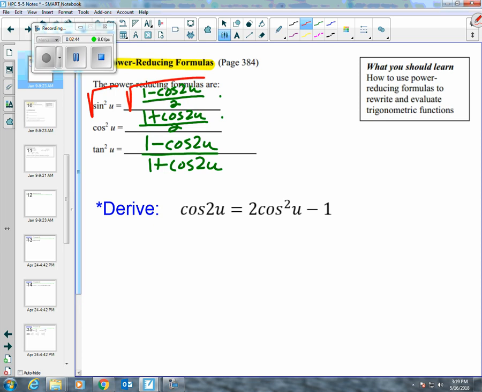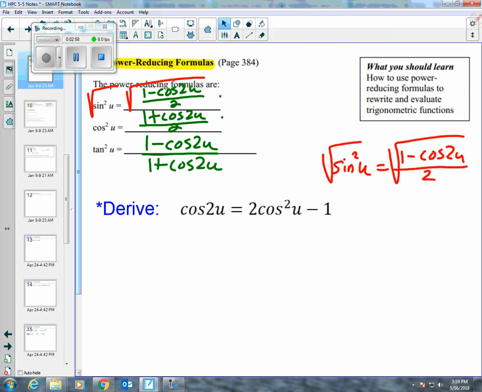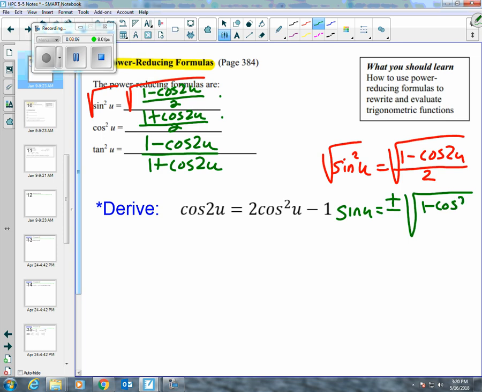I'm not going to have you do that right on your note sheet so you don't get that all messy, but I'm just going to do the work off to the side here so you can see what happens. So we have sine squared equals 1 minus cosine 2u over 2. I'm going to square root each side so I can get the expression just for sine. Now if I do that, remember when you square root, two answers, right? Plus or minus, and then we have the square root on this side.